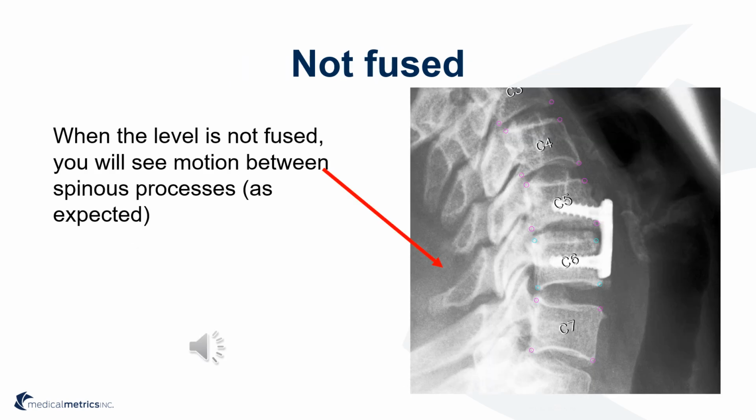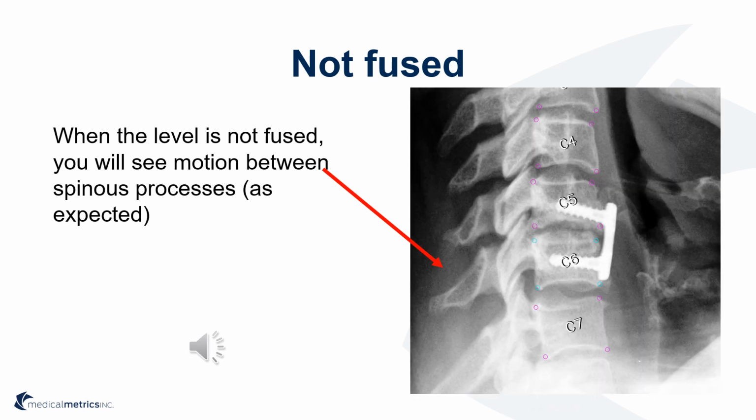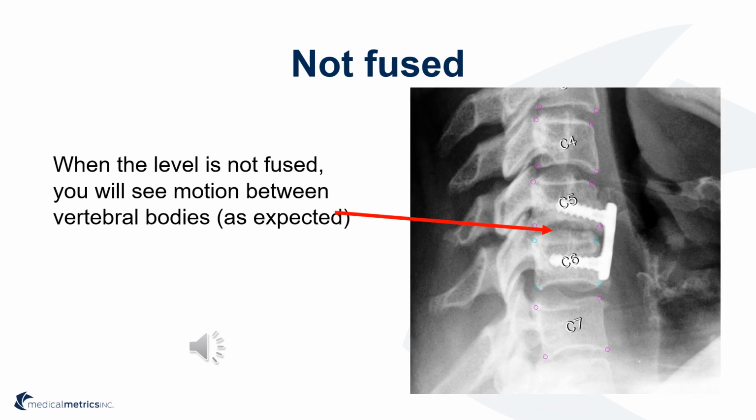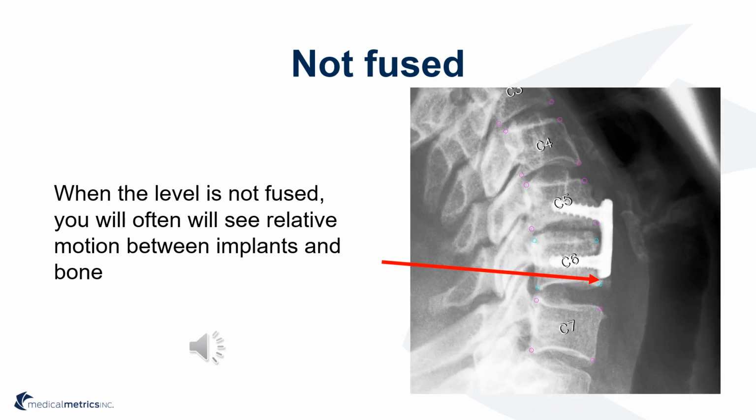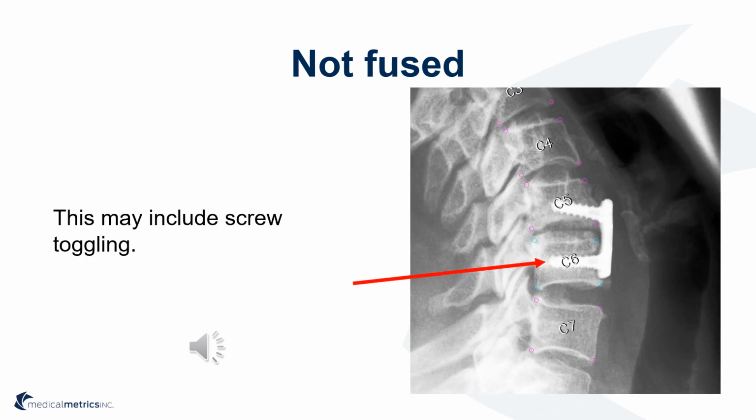When the level is not fused, you will see motion between spinous processes as expected. When the level is not fused, you will also see motion between vertebral bodies as expected. When the level is not fused, you will often see relative motion between implants and bone. This may include screw toggling.